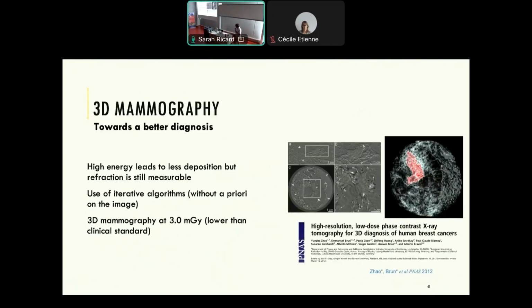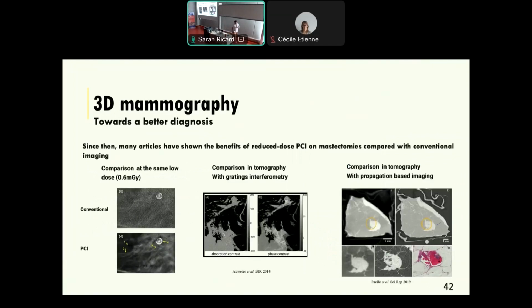We were the first to show that it was feasible to do phase contrast CT at the same radiation dose that you use normally in radiology. Because we have something that is 1,000 times better, instead of having only two different orientations of the breast, we can reconstruct this breast in 3D. And since this publication in 2012, there were many occasions to show the superiority of phase contrast for mammography.